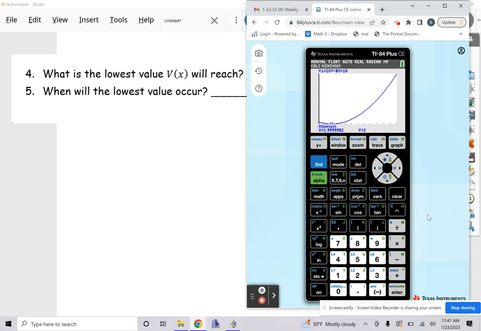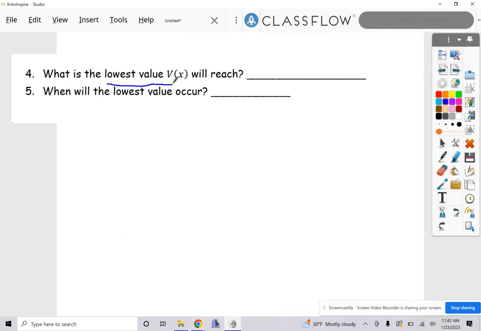And hit enter one more time. And we get a minimum at 2, 2. Now, let's be very careful here, because the X here is months and the Y here is dollars. So what is the lowest value it will reach? Well, that's $2. And that's coming from the Y there, not the X.